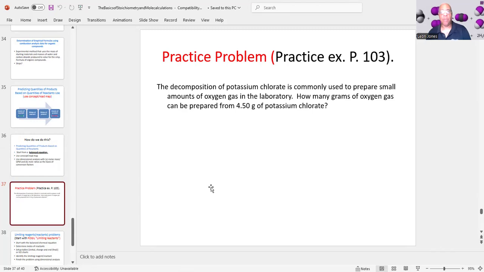The decomposition of potassium chloride is commonly used to prepare small amounts of oxygen gas in the laboratory. How many grams of oxygen gas can be prepared from 4.50 grams of potassium chloride? That's a practice problem.